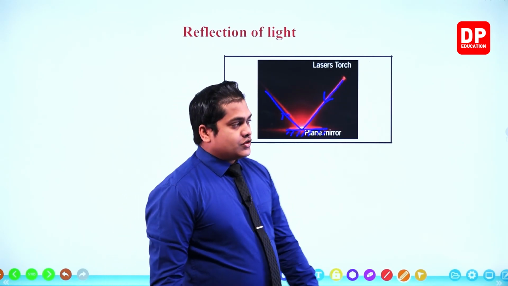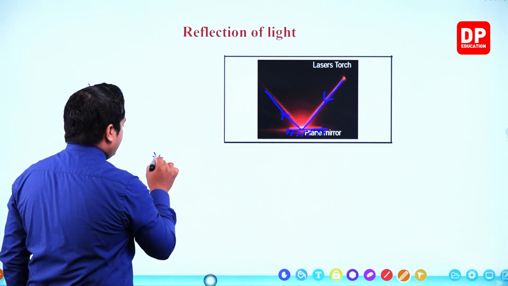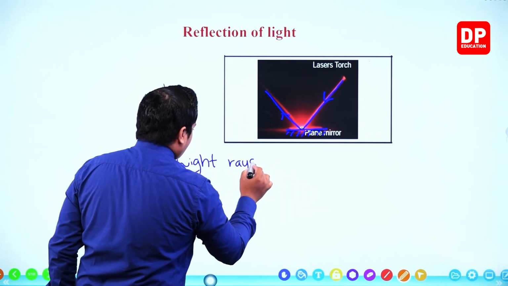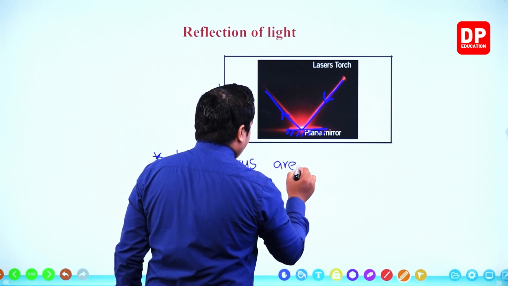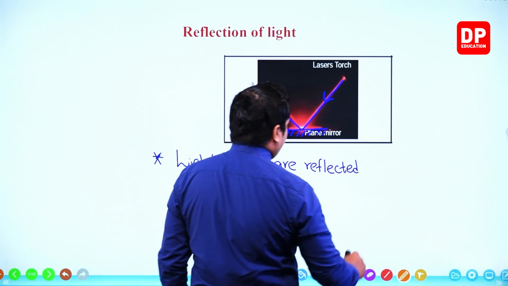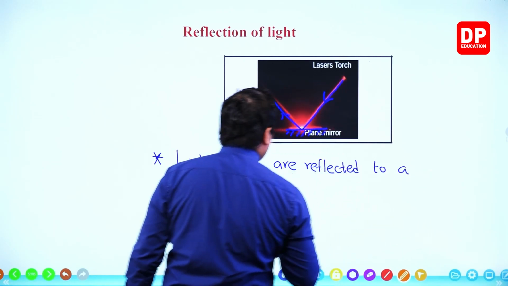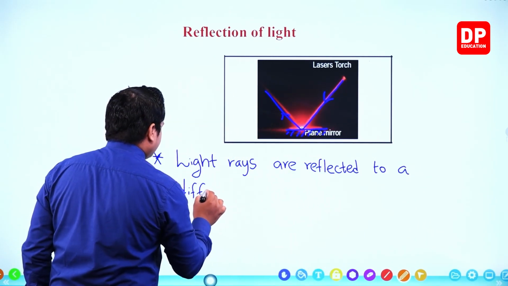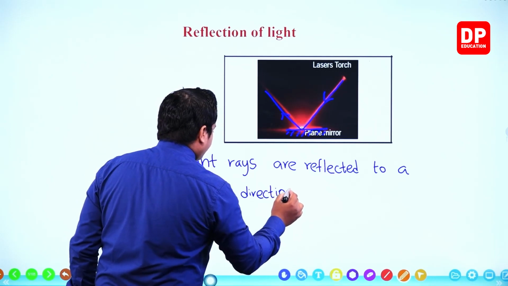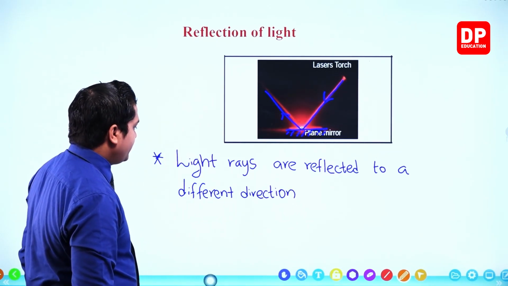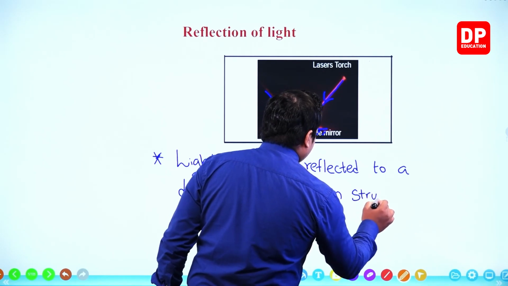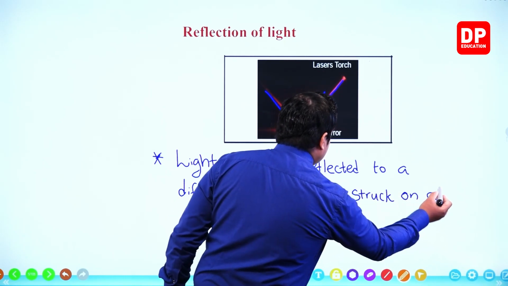Okay, right. So here we'll write down the process of reflection then. Light rays are reflected to a different direction when struck on a surface.